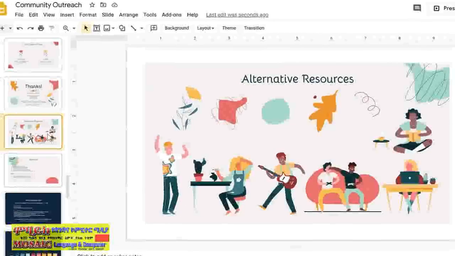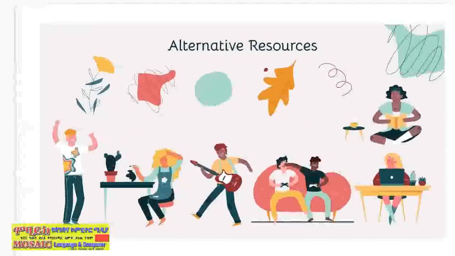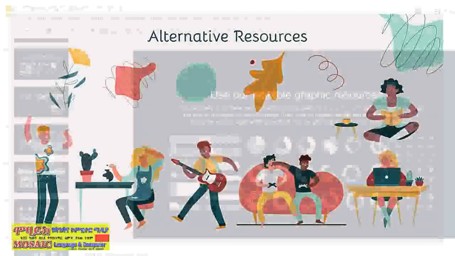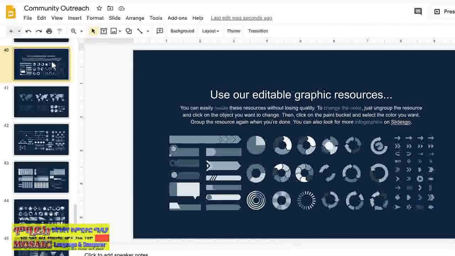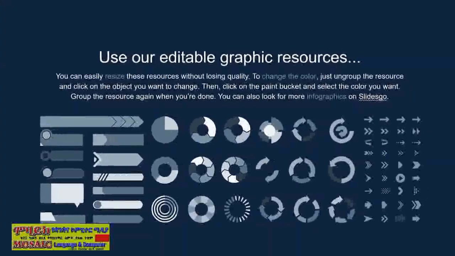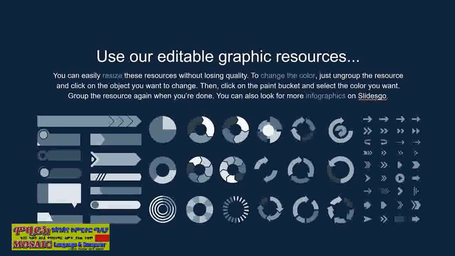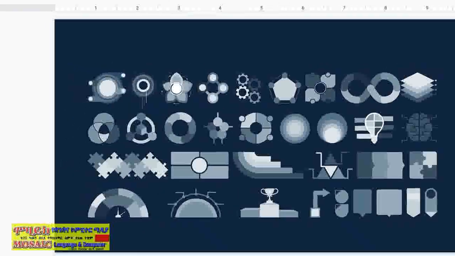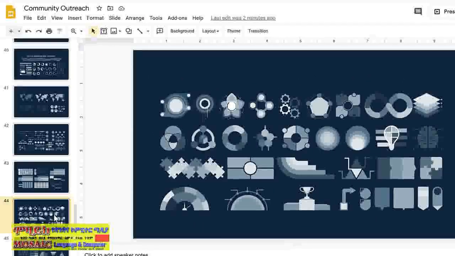Some templates come with alternative resources to give you options that match the design. I can choose any of these illustrations by copy and pasting them to another slide. Near the bottom of the slide's navigation pane, you may find editable resources for your slides. Here you can see graphics, maps, tables, and more. Unlike the alternative resources, these graphics are not part of the theme. Therefore, you may have to change their color or resize them to make them fit the theme better.